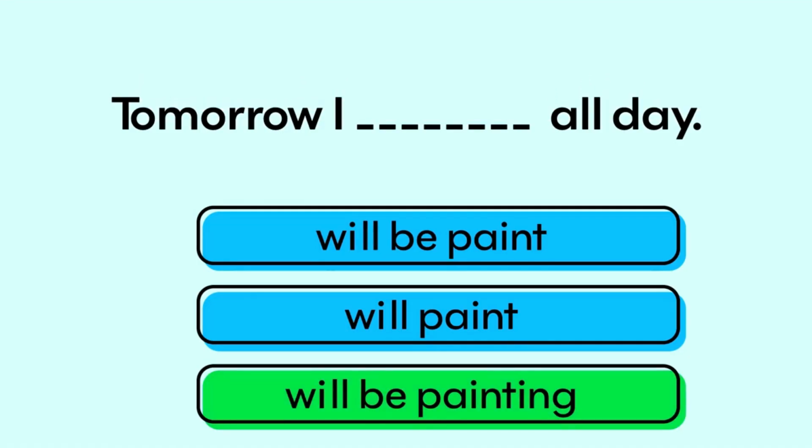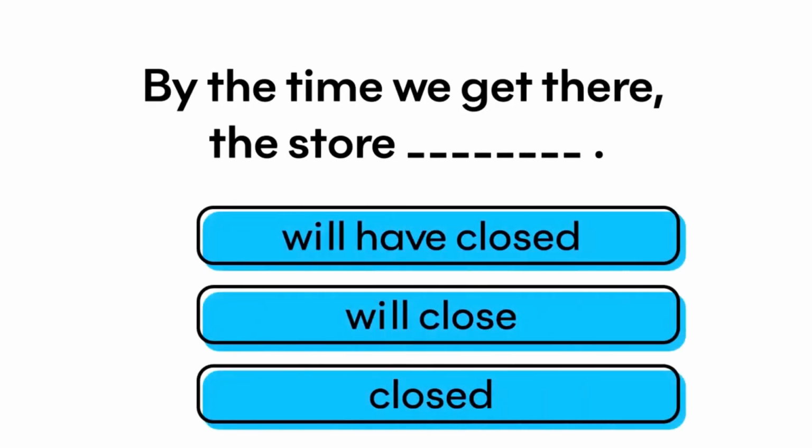Question number 17. Tomorrow I blank all day. Will be painting all day. This is something that you're going to do the whole day. And you need to use the word will. So you need to remember all the rules that we saw. And of course, the right answer will be painting, because it's an action that you are going to do all the day.